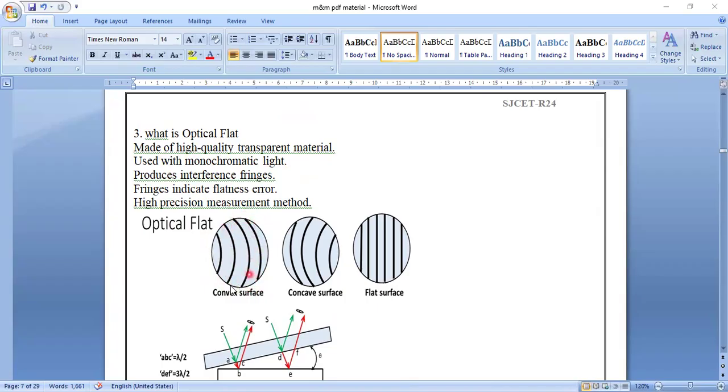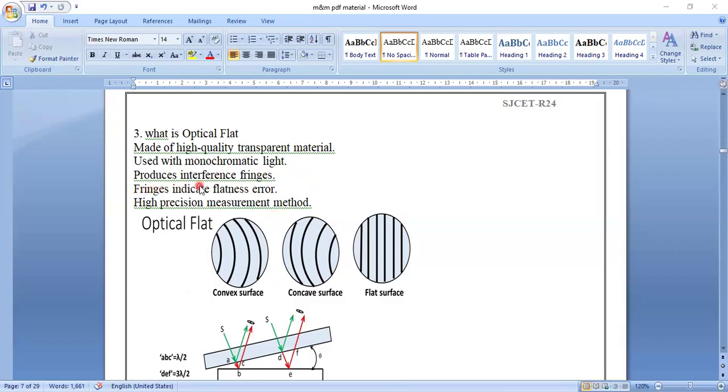Rings are provided here. The rightward rings provided here are concave. This is a flat surface, so parallel lines are here. So these are three types of optical flats which are used for measuring the flatness of surfaces. These are generally instruments made up of high quality transparent materials.